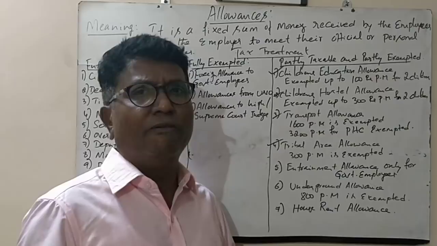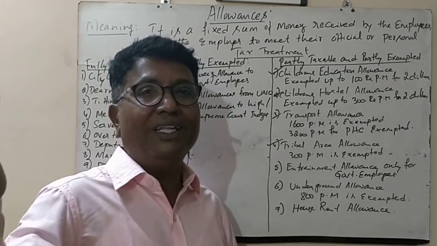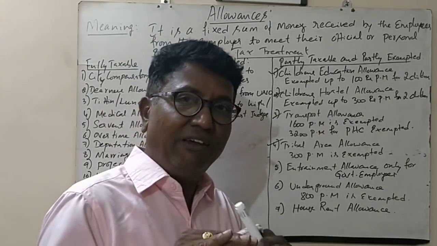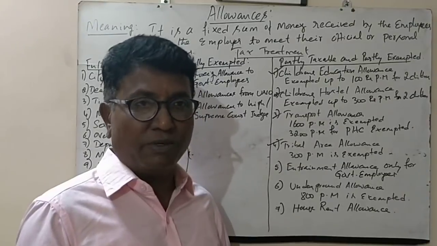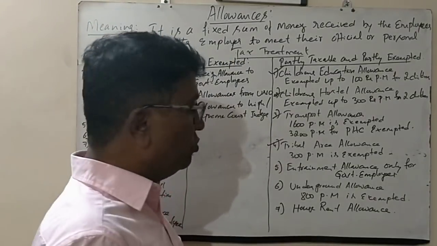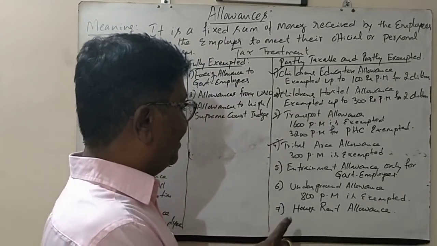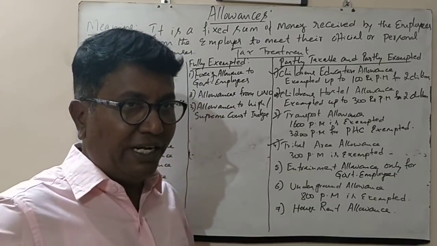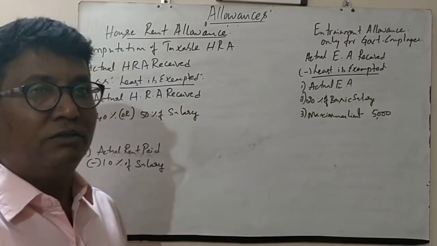Some companies may give more than that. If they give more than that, then it is taxable. If they give up to 800, it is fully exempted. Now, house rent allowance. Now, we will discuss house rent allowance and entertainment allowance.